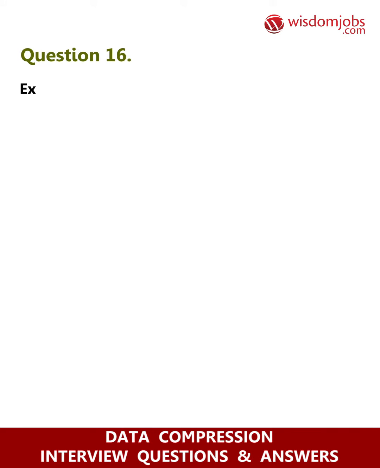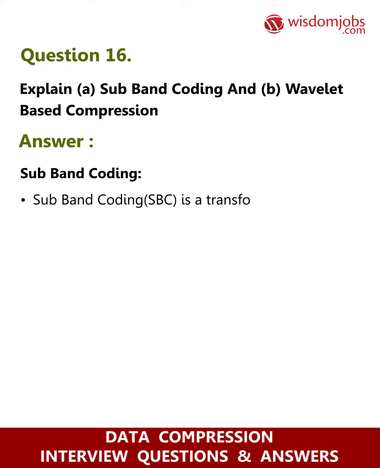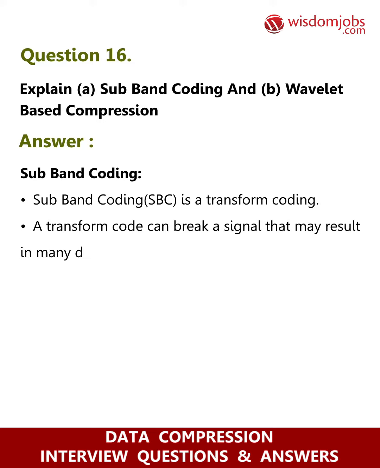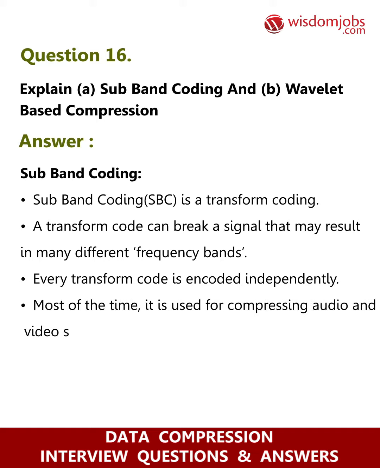Question 16. Explain A. Subband coding and B. Wavelet-based compression. Answer. Subband coding. Subband coding (SBC) is a transform coding. A transform code can break a signal into many different frequency bands. Every band is encoded independently. Most of the time, it is used for compressing audio and video signals.